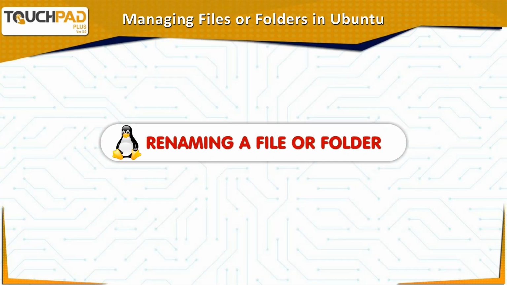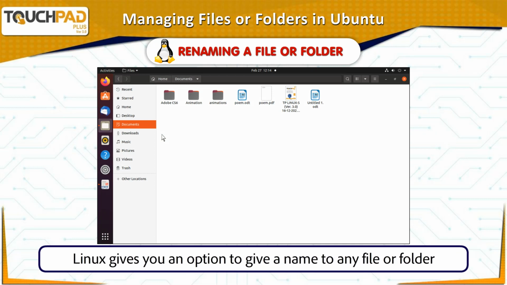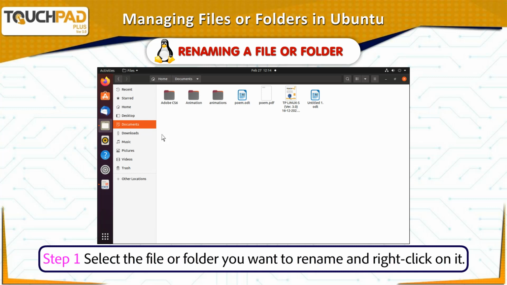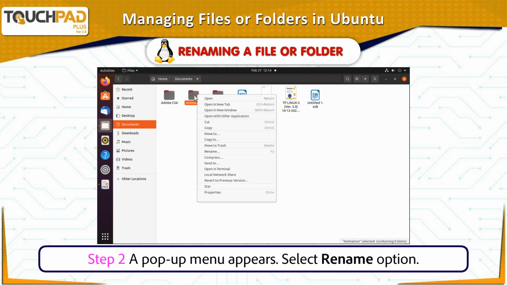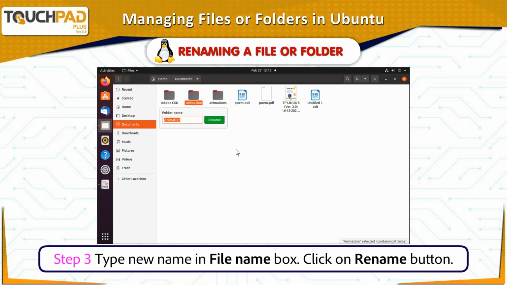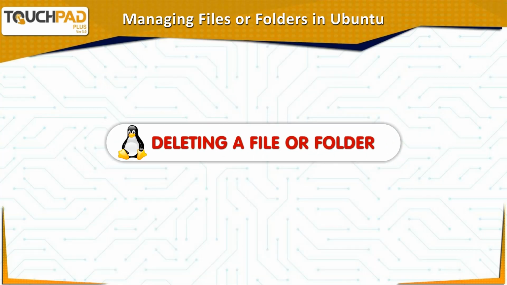Renaming a file or folder. Linux gives you an option to give a name to any file or folder according to your own choice. To rename a file or folder, follow these steps. Step 1. Select the file or folder you want to rename and right-click on it. Step 2. A pop-up menu appears. Select the Rename option. Step 3. Type the new name in the File Name box. Click on the Rename button.